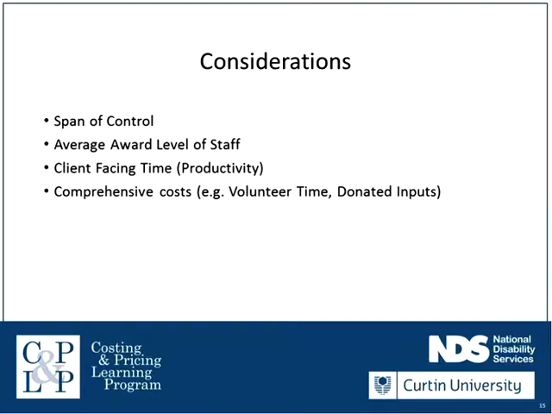Of course, there are a number of considerations here that we need to take into account from a sustainability perspective. The first one is, of course, span of control and whether or not the supervisory arrangements in your organisation are able to meet the challenges of the supervision arrangements that are made within the NDIS price. The average award level of staff also needs to be considered, and your staff mix might need to be reviewed in order to make sure that you are maintaining as close as possible the average award level that is taken into consideration in the pricing arrangements under the NDIS.